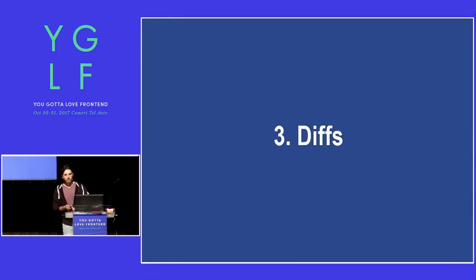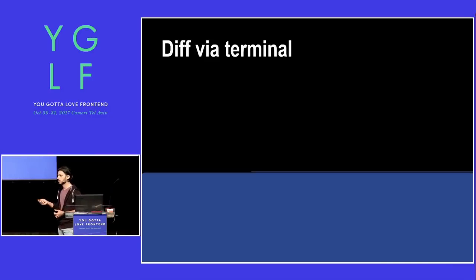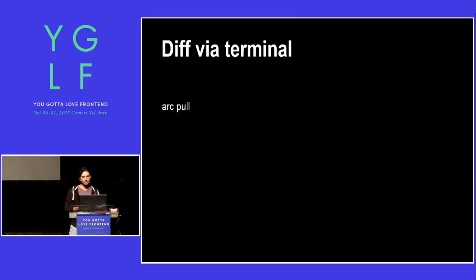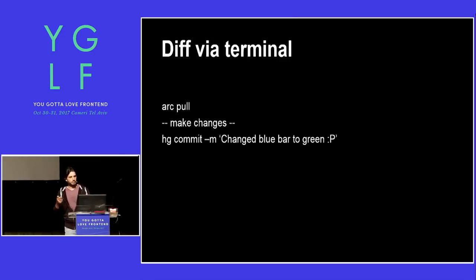So when committing code and you want to push it into production, we use something we call diffs. Basically, if I'm starting my day, I start with arc pull in the terminal, which fetches all the updates on the repo and rebases my current branch. I perfect my changes, and let's say I want to take the blue bar on top and change it to green because I think it's going to bring more attention or something.